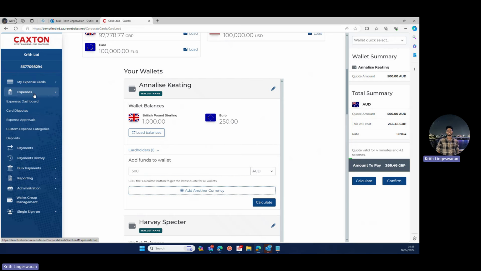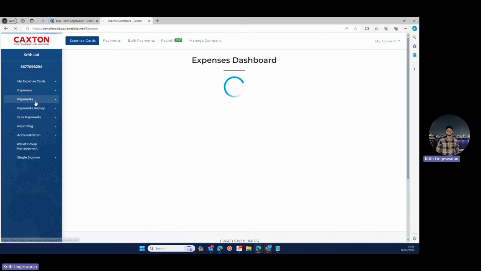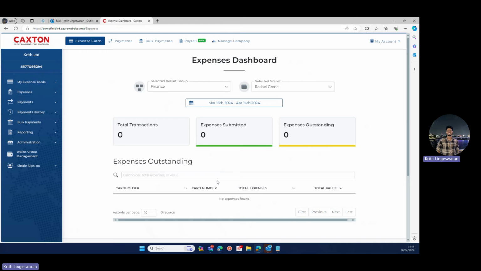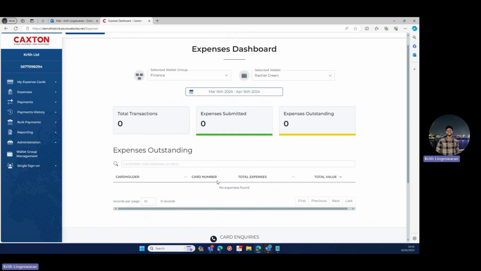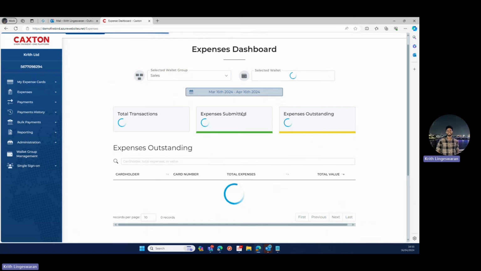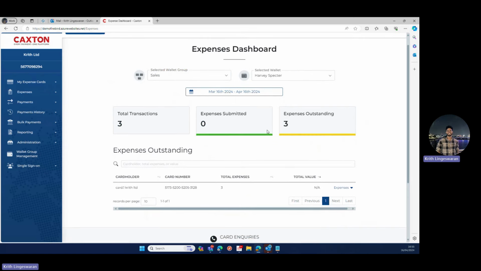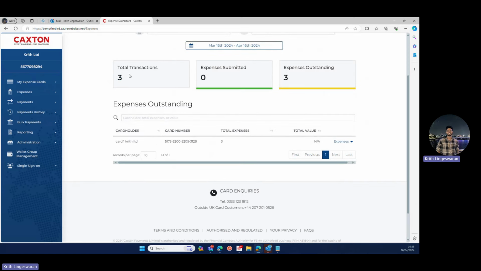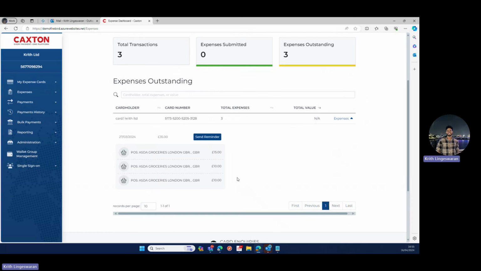At Caxton, we also understand the importance of staying on top of expenses. That's where we offer an expense dashboard, which shows how many transactions have been made by each card and if they have submitted receipts. If you go into sales and look at Harvey, you can see that there's been 3 total transactions and none of them have been submitted. This shows that the card has been used 3 times in Asda for a combination of £35.